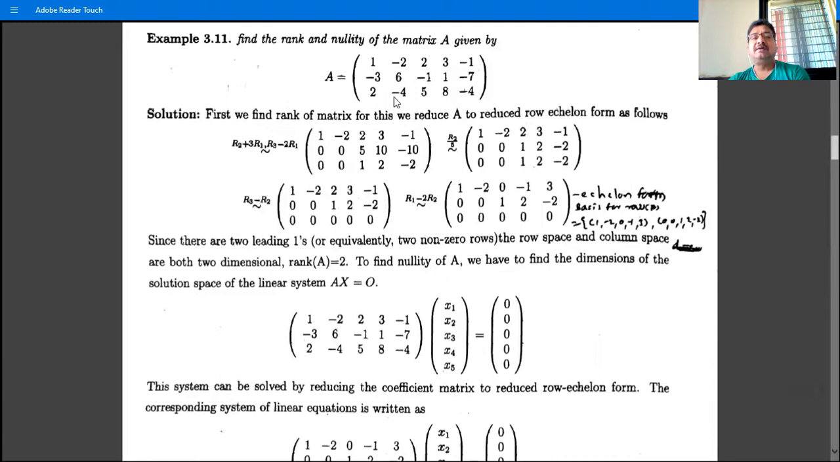We have to find the basis for the row space of this matrix, so reduce this matrix to echelon form. The operations are R2 plus 3R1 and R3 minus 2R1, to reduce minus 3 and 2 to 0. So we have this matrix. While reducing these two to 0, these two elements are also reduced to 0. Now we have to reduce this 5 to 1. The operation is 1 by 5 R2, or we can interchange the second row and third row.